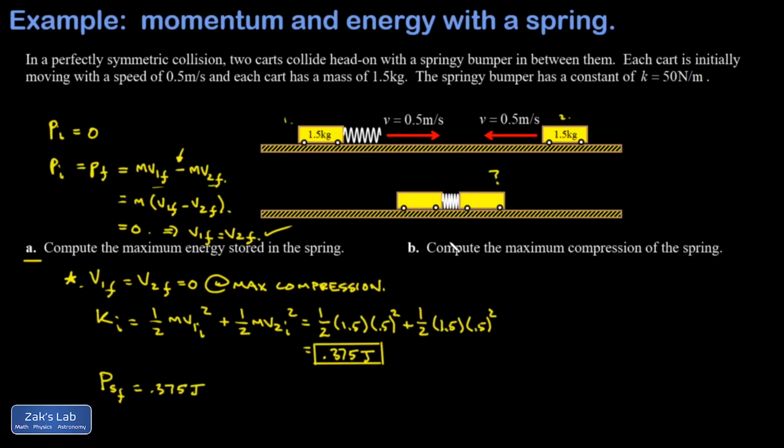That allows us to answer question B, where we're looking for the maximum compression of the spring. Well, I know how much energy is stored in it now, and I know how the spring energy relates to the compression. That's 1/2 k x squared. Our spring constant, we're told, is 50 newtons per meter. So we multiply by 2, divide by 50, and square root the result, and I get a compression of 12.2 centimeters.